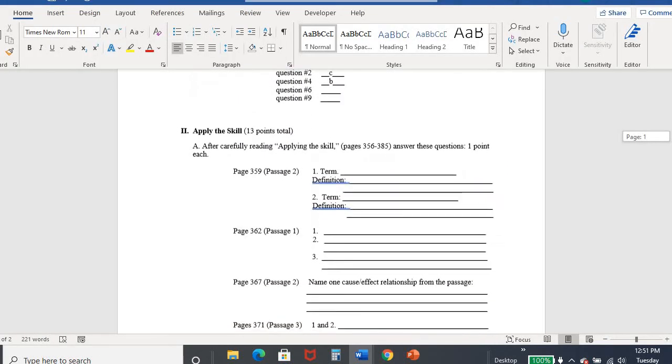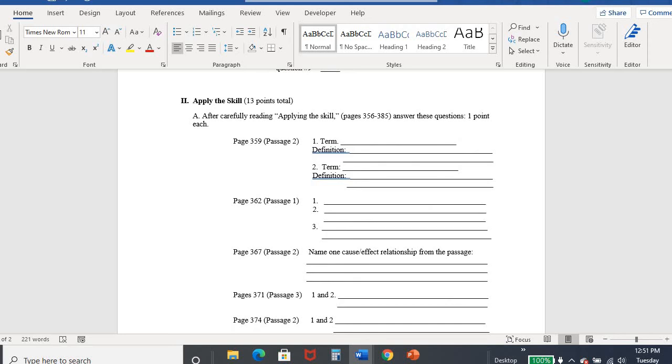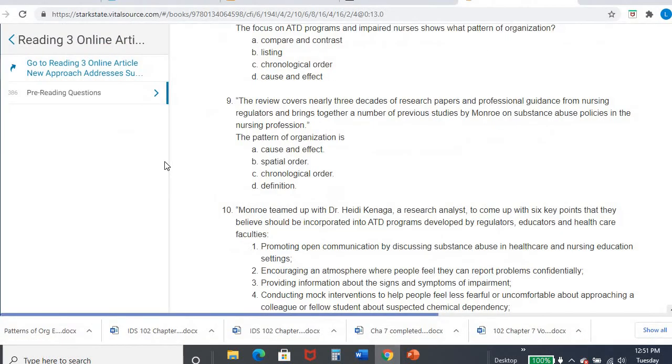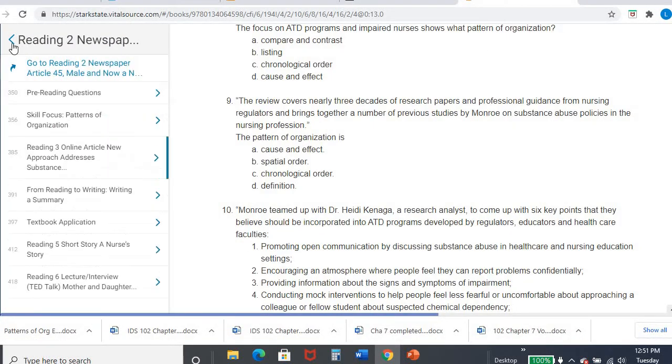Let's go ahead down to Part 2, Roman numeral 2. This makes us backtrack a little bit. In this one we're actually practicing a lot of these concepts associated with the patterns of organization. So you can see you're doing different passages on different pages. Let's take a look. Page 359, passage 2. To get to these, I have to go back a little bit.